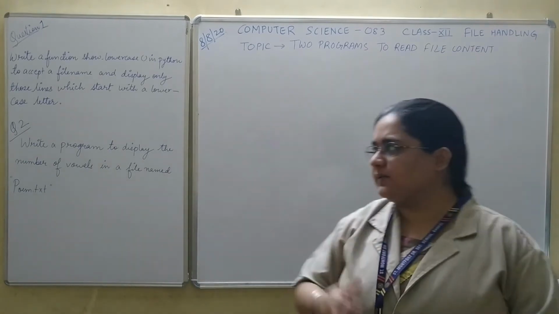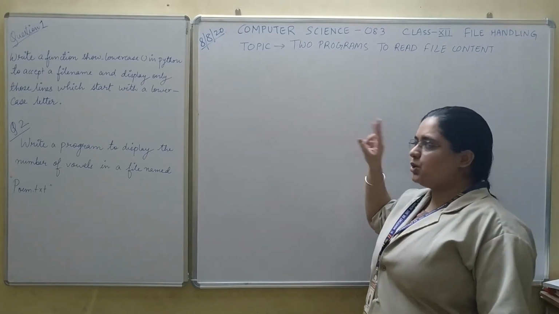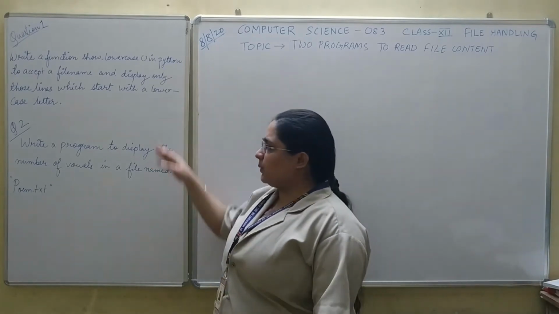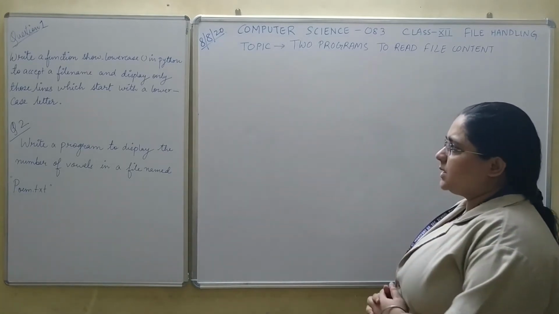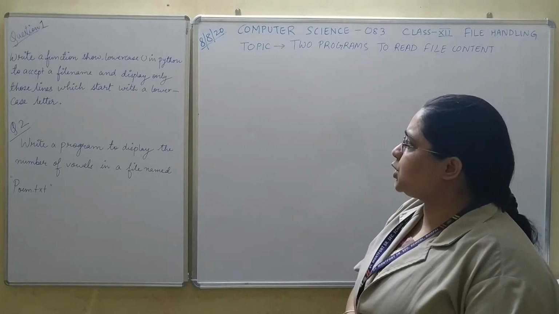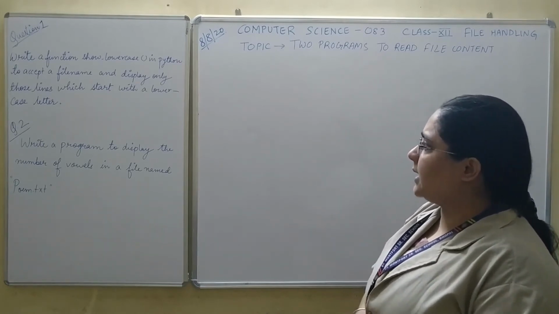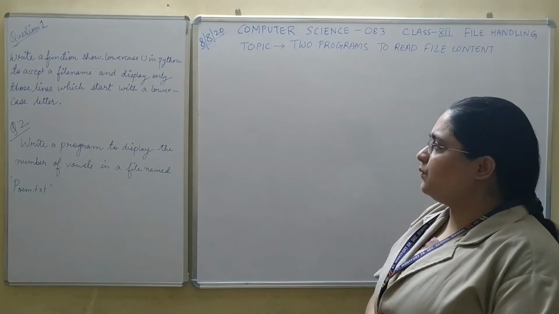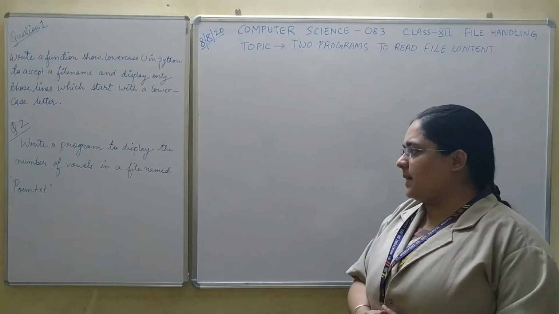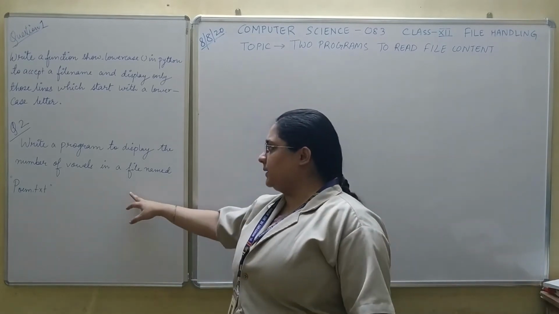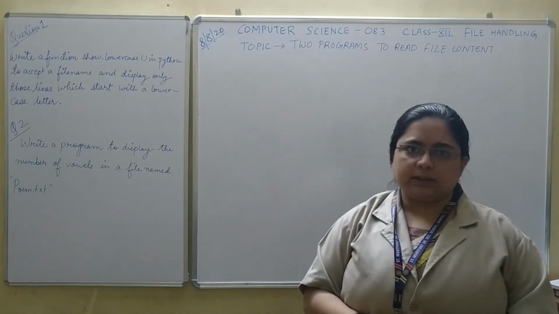In today's class we are going to basically see two programs. I have written the question on the board over here. I'll just read them out. The first question says, write a function show lowercase in Python to accept a file name and display only those lines which start with a lowercase letter. And the second program says, write a program to display the number of vowels in a file named poem.txt.